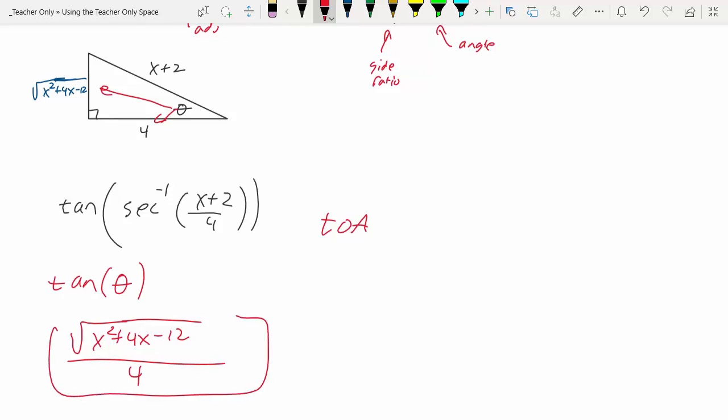Hopefully you can understand why when you have trig inside of trig, specifically trig with arc-trig inside of it, when you're done simplifying, there is no trig left because it's always going to go to the triangle. We're always going to use our side ratios to build our triangle, use Pythagorean to get the missing side, and then finally evaluate for theta.